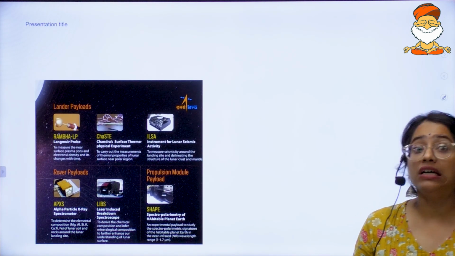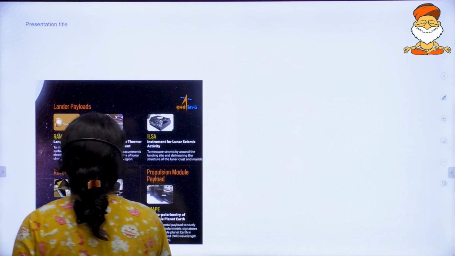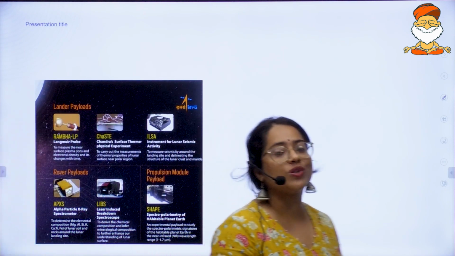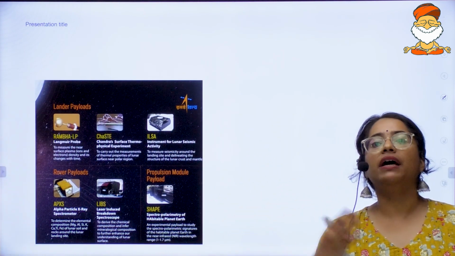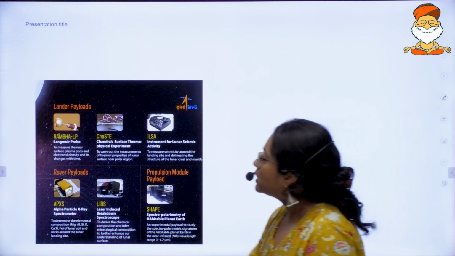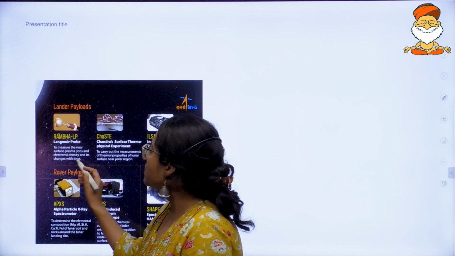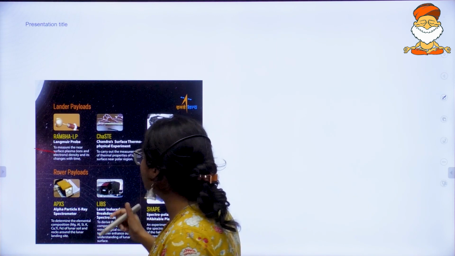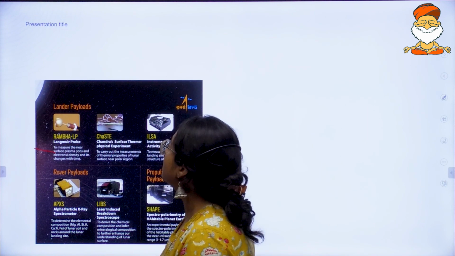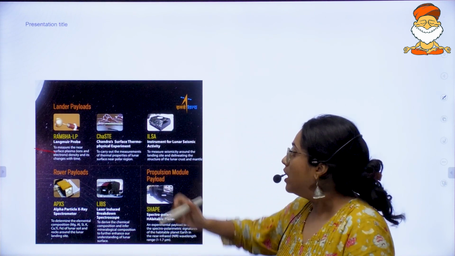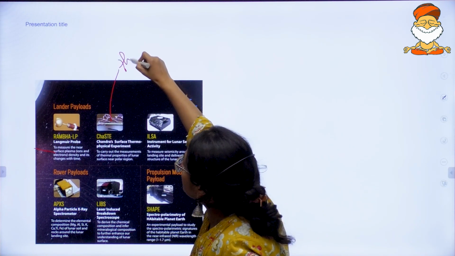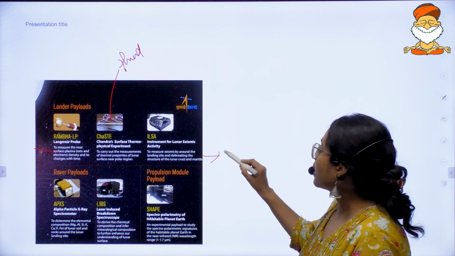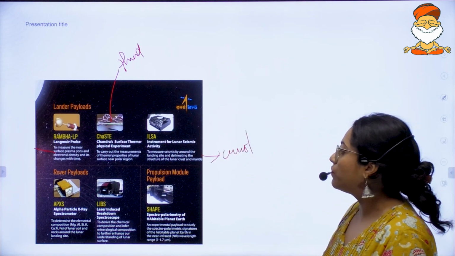Now moving on to the third part of the question. See, you have 3 lander payloads and 3 rover payloads. I have always told students, whenever there is something like this, you have to compare it with the ISRO site. You will see that there is a Langmuir Probe, RAMBHA-LP, which is basically to measure the electron density on the moon. There is ChaSTE, which is Chandra's Surface Thermophysical Experiment, to understand the thermal properties of the moon. There is ILSA, which is trying to understand the crust and the mantle region of the moon.